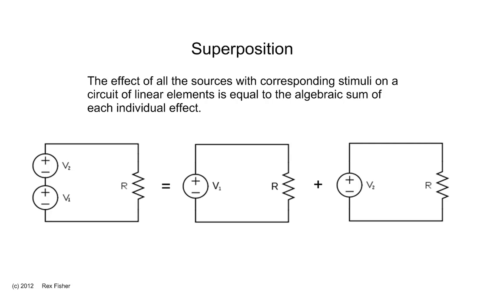A circuit with 2 batteries will have the same current as the circuit with only one of the batteries, plus the circuit with the other battery. That means if we have a circuit with 2 batteries, we can solve the voltages and currents with only one of the batteries, then solve the voltages and currents with the other battery, and then add them together for the real voltages and currents in the original circuit.